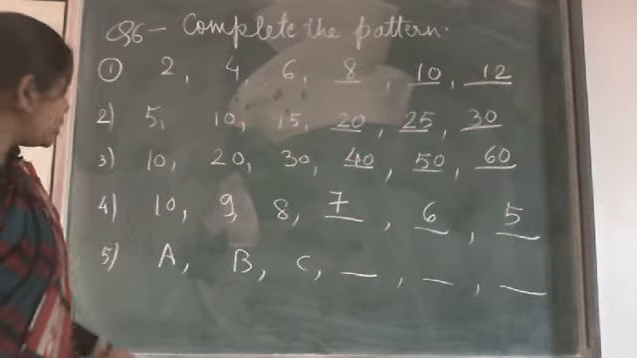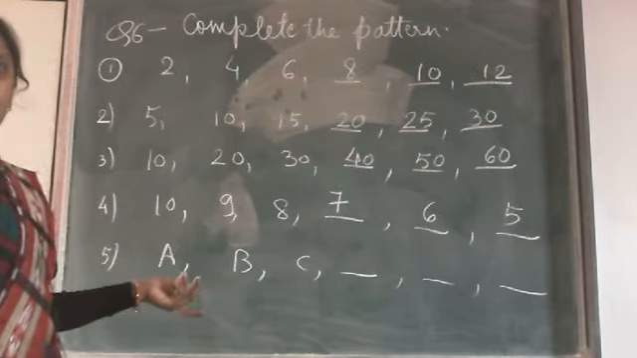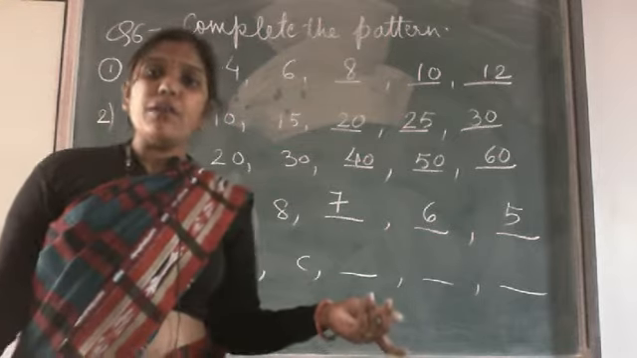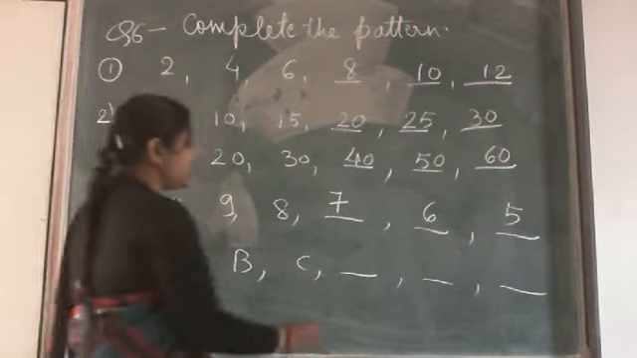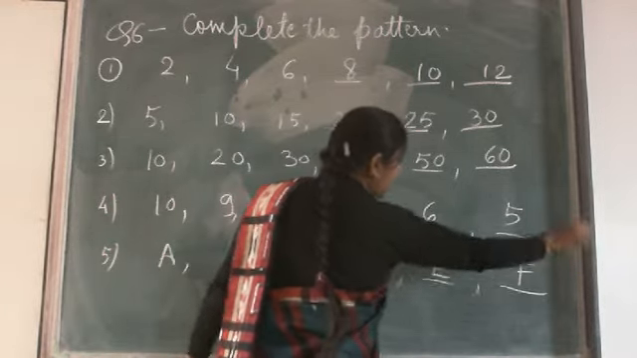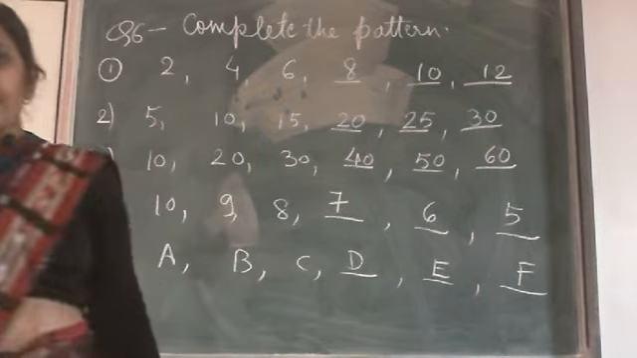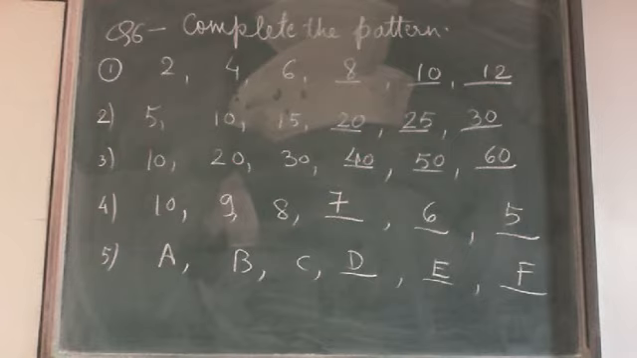Now the last question, fifth: A, B, C. This is simple. We are writing alphabets starting from letter A, B, C, then the next letter will be D, then E and then F. Very simple patterns, so write it fast. I hope all of you have understood very nicely how we are completing the pattern by observing the given pattern first. Write it fast. Some more questions are there.